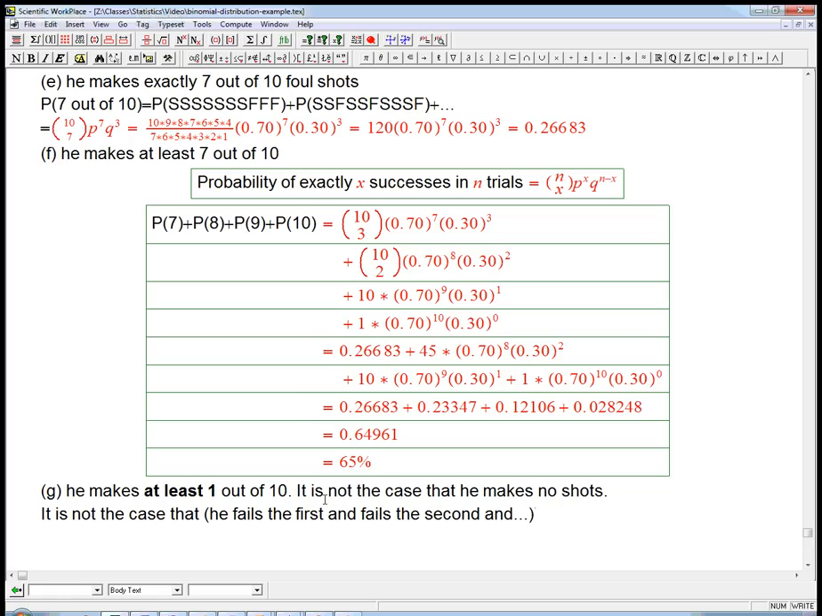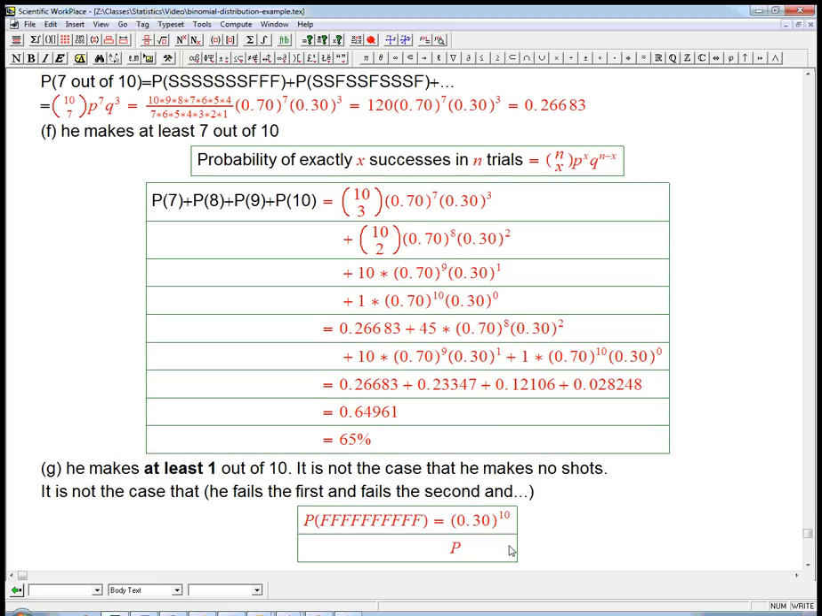That's actually a very special case of the binomial. It's fail, fail, fail, fail, fail, fail, fail. You don't even really need to use the binomial though. The probability of ten fails is just back to our basic independence multiplication rule. Even though it is a special case of the binomial, it's just going to be the chance of failing once to the 10th power. And so the probability that he makes at least 1 is going to be 1 minus that.